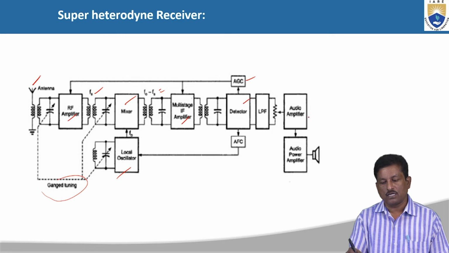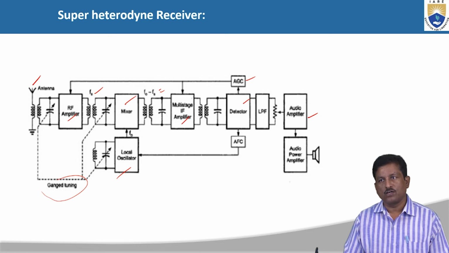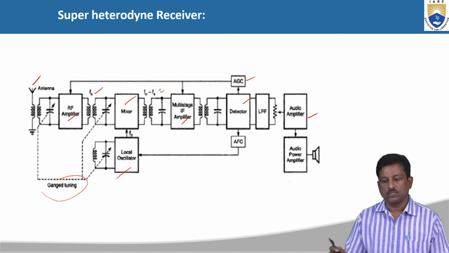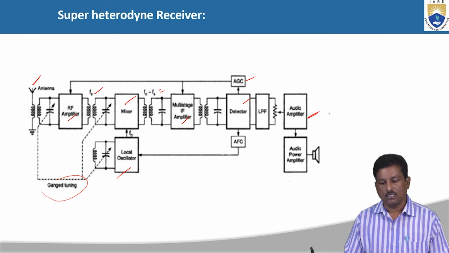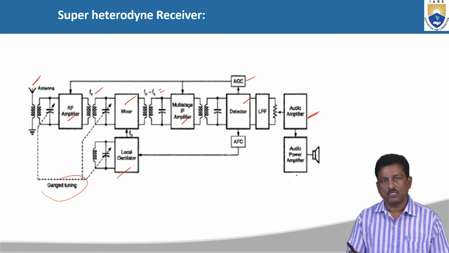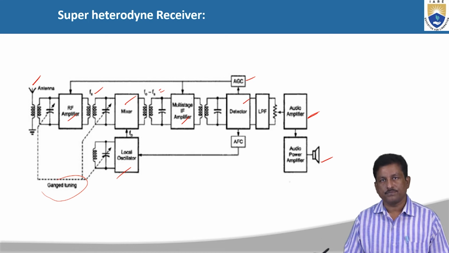Then finally there is an audio amplifier, which increases the strength of the audio signal. After demodulation, the output generated from the demodulator will be in the low audio frequency range, so we arrange the audio frequency amplifier to increase the signal strength. Then there is a power amplifier, which increases the power of the signal, and it is finally given to the speaker, which generates the sound signal.